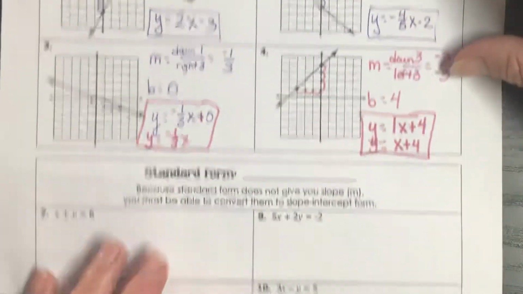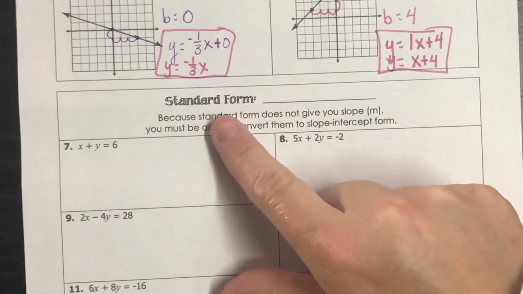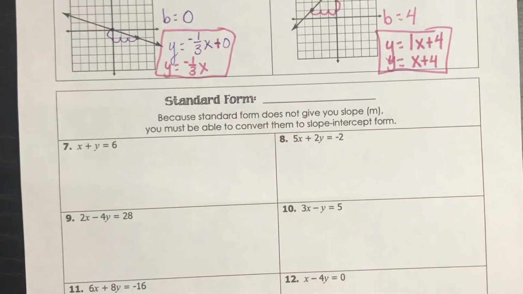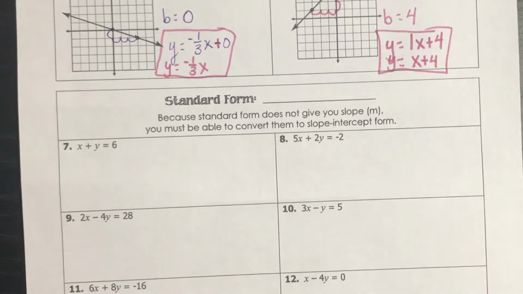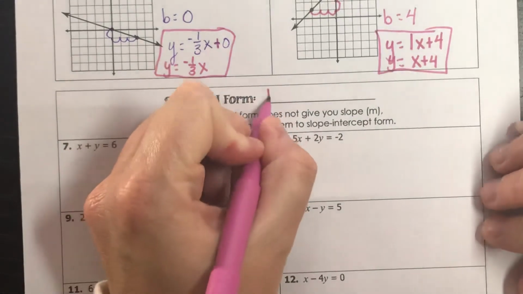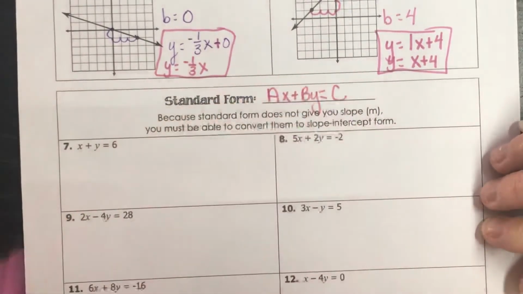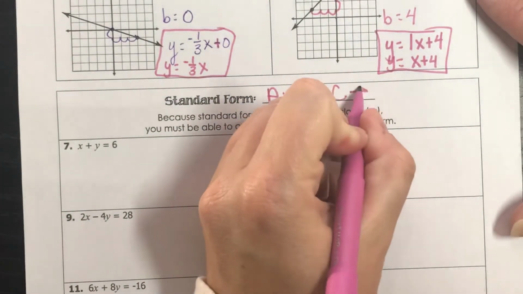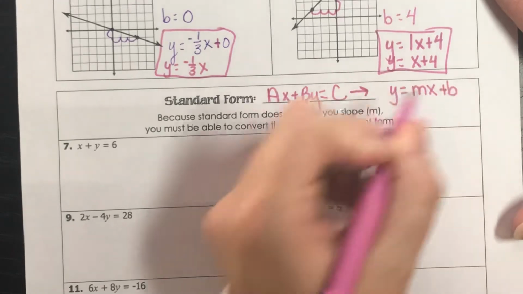The other thing is you're going to be taking an equation in what's called the standard form, and you're going to be transforming it into slope-intercept form. So there's not a lot of math really you're doing today, no adding or subtracting really. You're just manipulating the equations. So standard form is ax plus by equals c. And your ultimate goal is going to be to get it into y equals mx plus b.